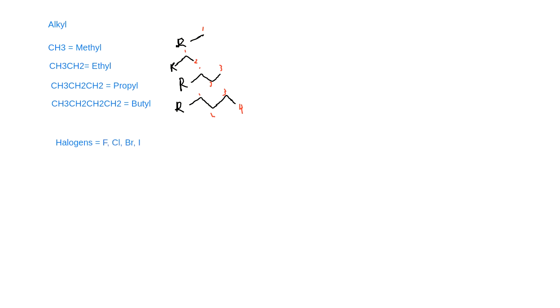And when you name fluorine, chlorine, bromine, and iodine, you don't say the full name. For fluorine, it's going to be fluoro. Chlorine is going to be chloro. Bromine is going to be bromo. And lastly, iodine is iodo. Once again, you'll be using these names in your full structure name.